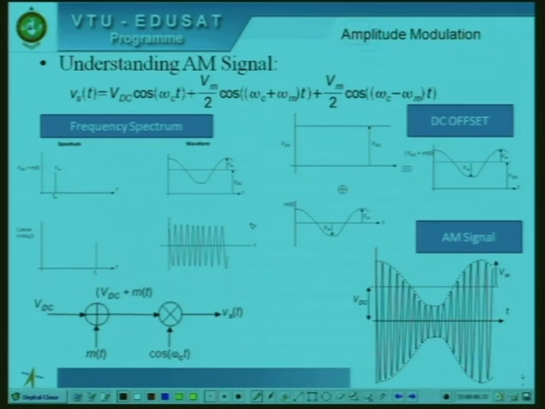In your exam you may have to represent this expression, this block diagram, this mathematical equation, and this time domain process. This is the time domain representation of the AM signal, the mathematical equation for the AM signal, and the block diagram for the AM signal. All three you have to present in your exams, right?